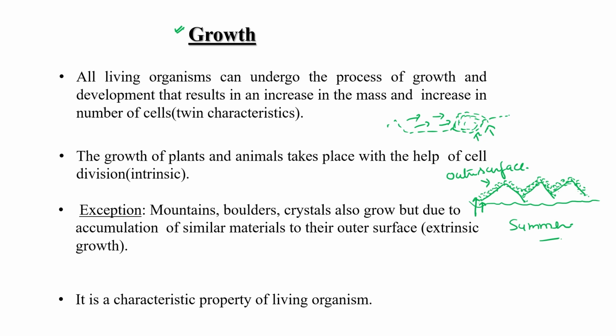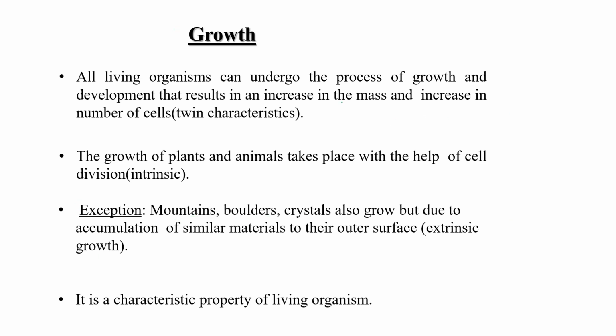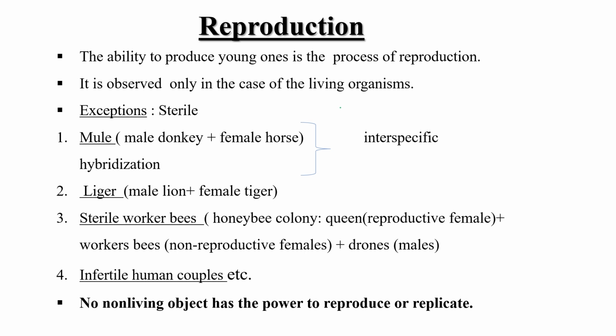So that's why growth comes under characteristic feature. It is present in the living system, but it may also be present in the non-living system. That's why we have given some examples, crystals and mountains over here. And this is extensive growth. That's why growth comes under a characteristic property of living organisms. It doesn't come under a defining property of the living system. Clear? Okay. Now, next is reproduction.